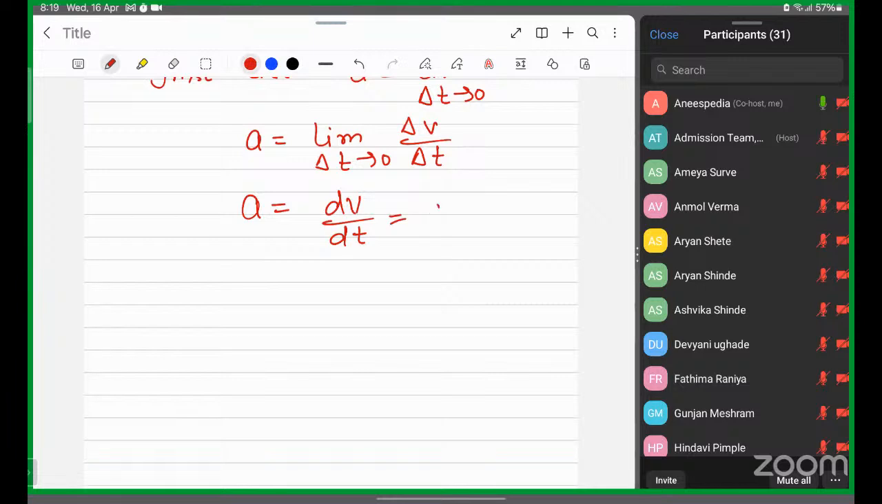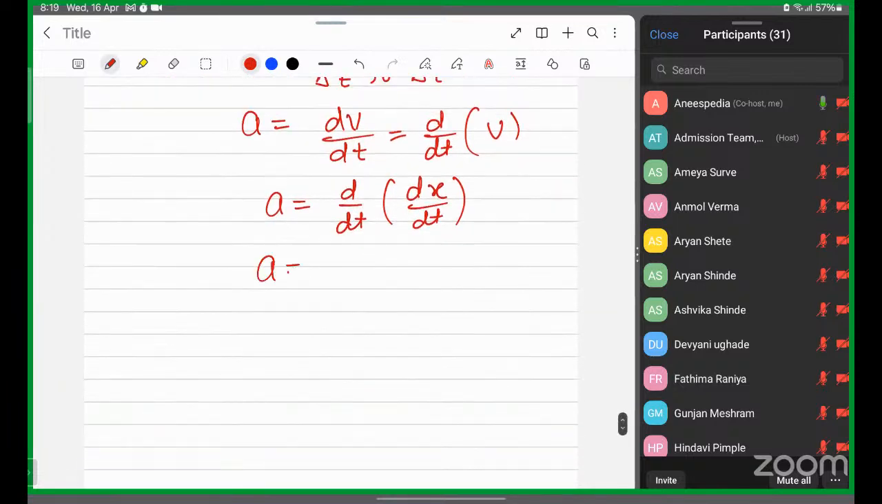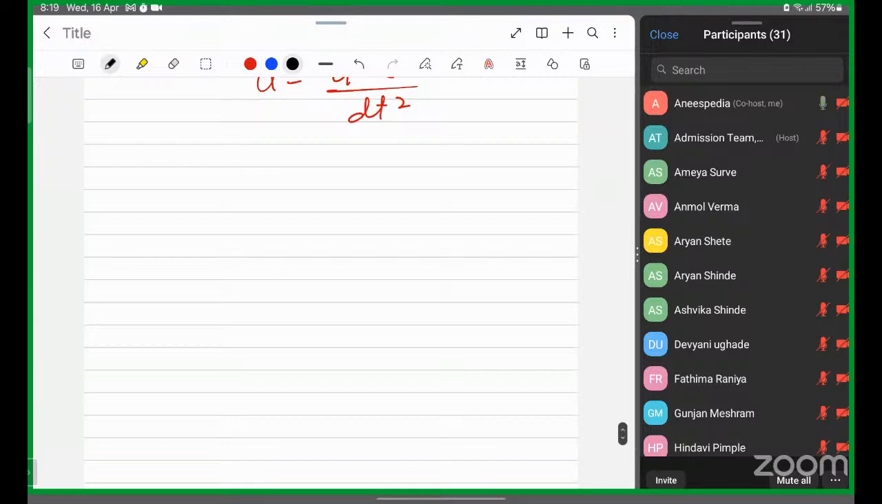Since dv by dt can be written as d by dt of v, and v is nothing but dx by dt, acceleration can also be defined as d square x by dt square, which means the second order derivative of position x is acceleration, and the first order derivative of position x with respect to time is velocity. Understood or any doubt? Yes.